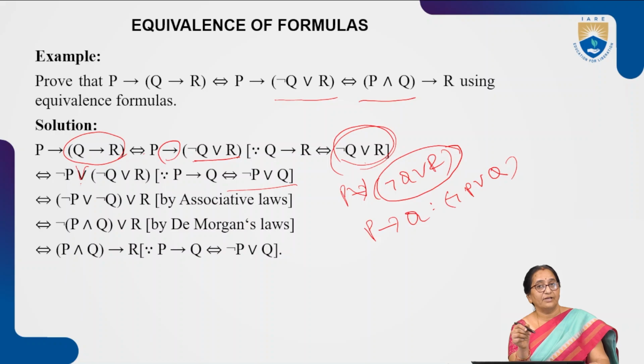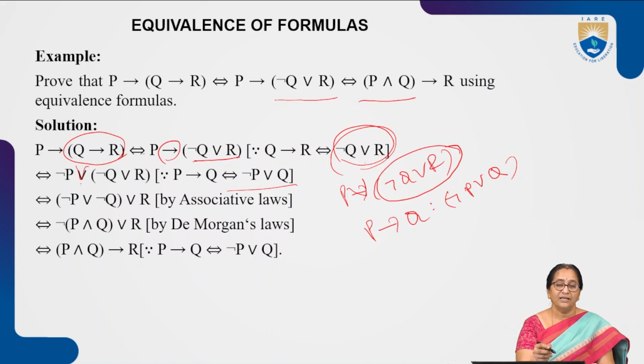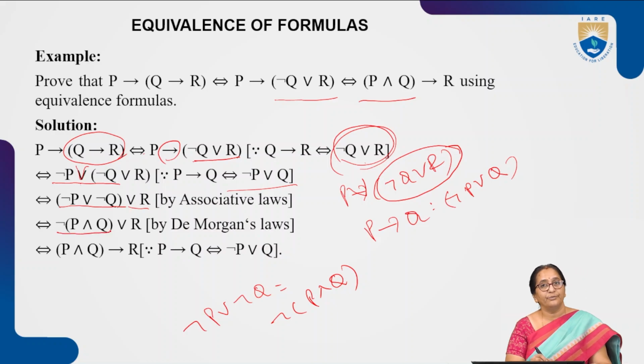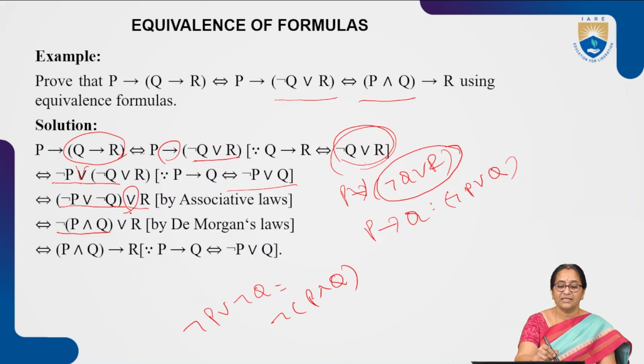We know the associative law. Based on the associative law, we can say (¬P ∨ ¬Q) ∨ R. Now I am combining these two with R. Then De Morgan's laws: ¬P ∨ ¬Q is equal to ¬(P ∧ Q). This is De Morgan's law. So based on De Morgan's law, ¬P ∨ ¬Q is equivalent to ¬(P ∧ Q), and the R variable stays as is.